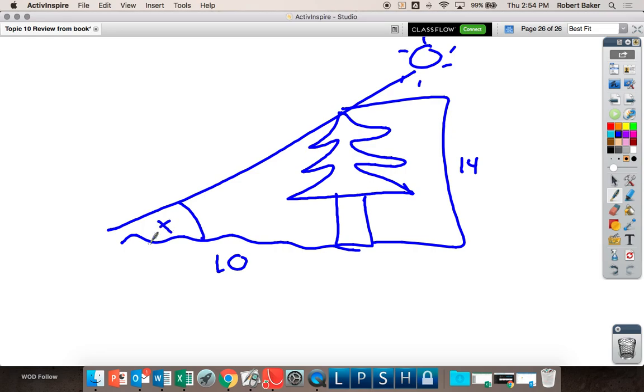You have to figure out the measurement. You have to figure out x. That is your angle of elevation question. 14 over 10. The tangent of x is equal to 14 over 10. The inverse tangent of 14 over 10. That's it. That's your angle of elevation question that involves mathematics. Pretty close. It's not feet.